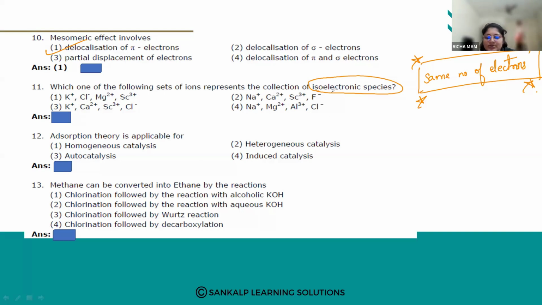So what do you mean by isoelectronic species? They contain the same number of electrons. Here the number of protons will determine the size of the isoelectronic atoms or ions. Now if you see here, K is potassium, and chlorine. Okay, let us write.